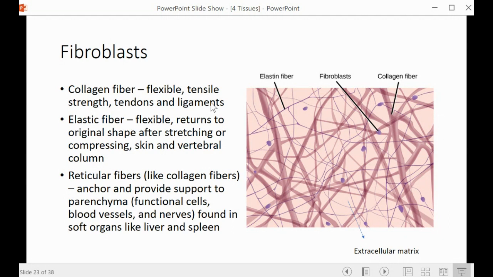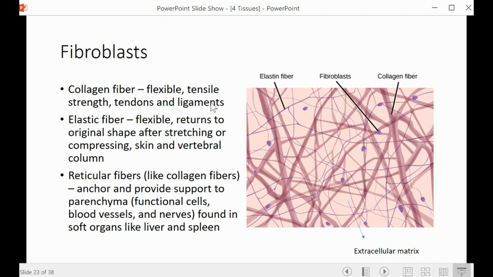And then we have reticular fibers. Reticular fibers are similar to collagen fibers. Okay. They are going to provide an anchor and a support for our parenchyma. That's going to be the functional cells, the blood vessels, and the nerves.